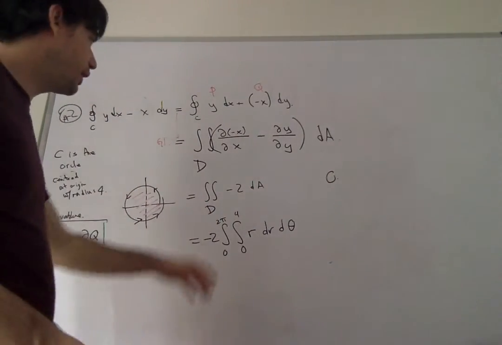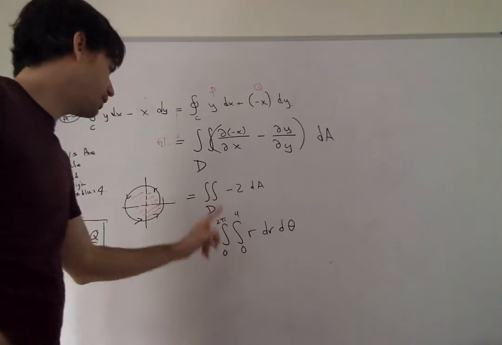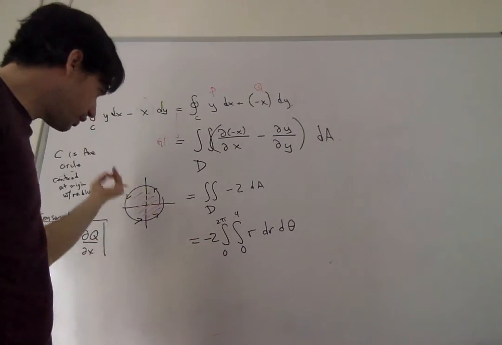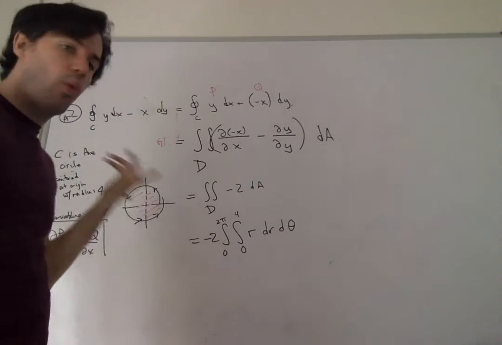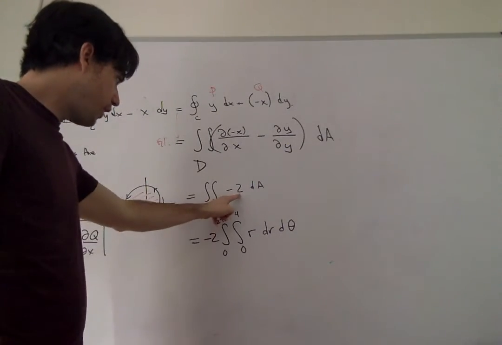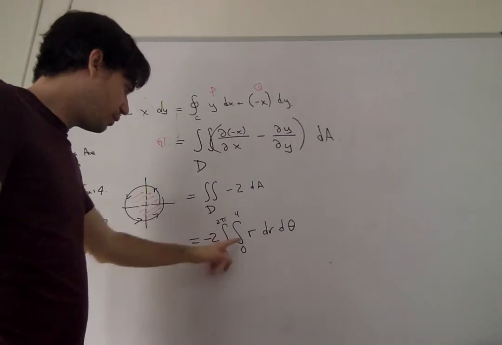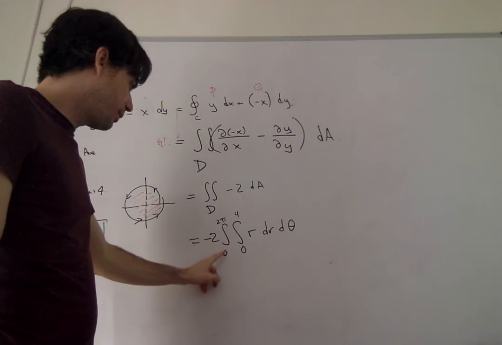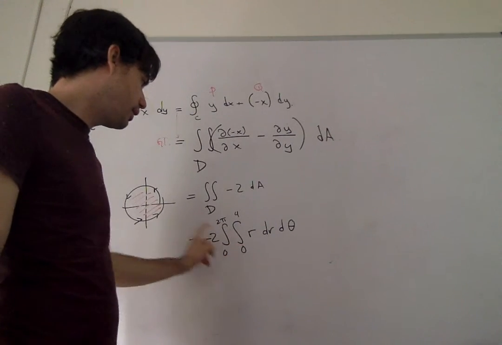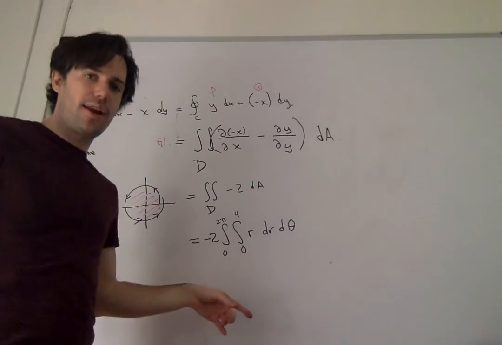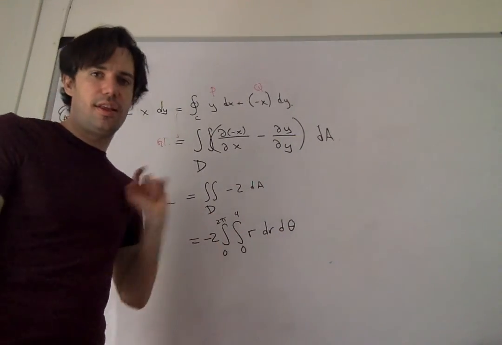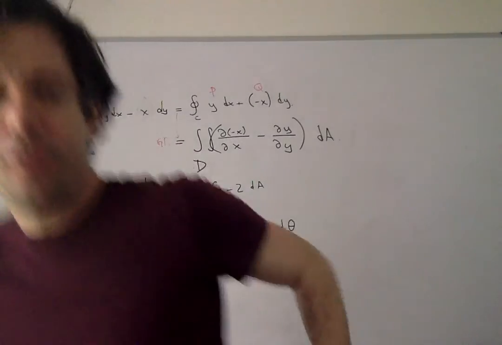Well, in any case, this is minus 2, and I'm going to rewrite this. Well, it's a circle, right? So why not use polar coordinates? So move that minus 2 outside and then rewrite this as the integral from 0 to 2 pi, 0 to 4, which is the radius, r dr d theta, and that is the full integral.